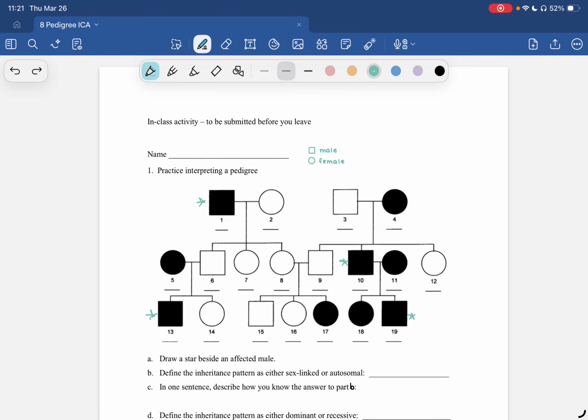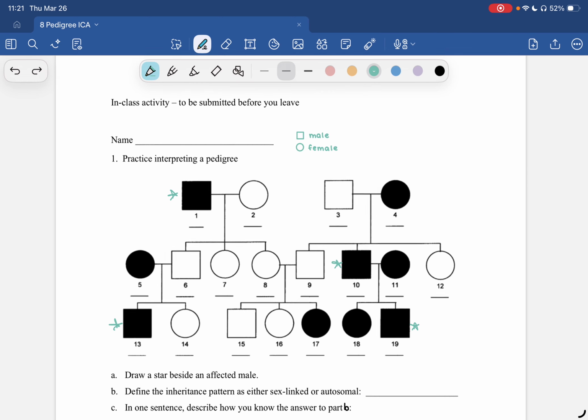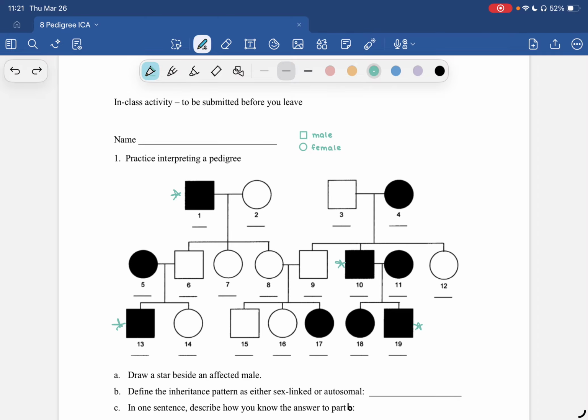Okay, and then the next one is define the inheritance pattern as either sex-linked or autosomal. When you're looking at this pedigree, you can start counting. I recommend counting up how many individuals are affected just in total. So count it up: 1, 2, 3, 4, 5, 6, 7, 8, 9. You have 9 individuals who are affected.